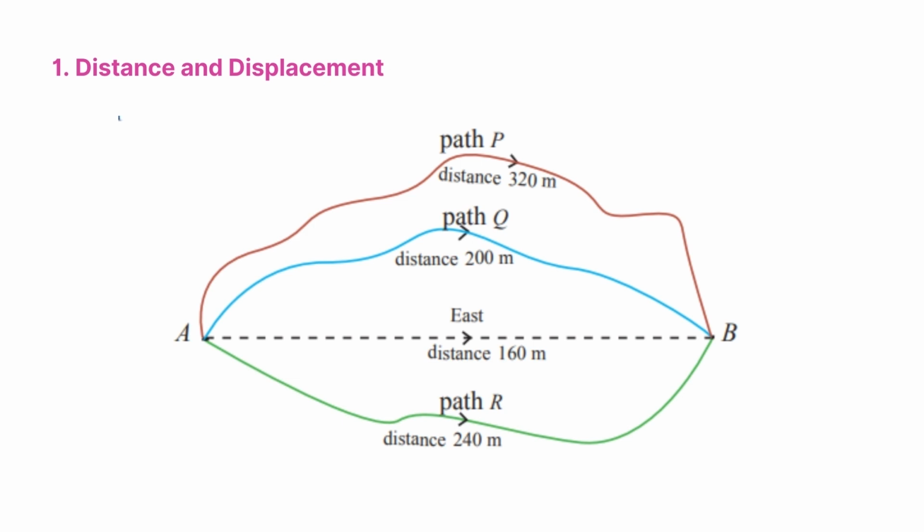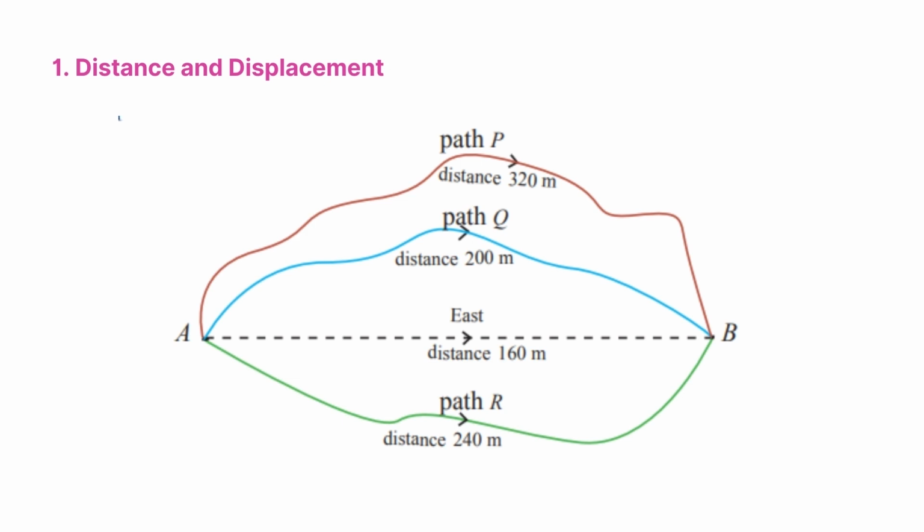If she prefers to take path P, she has to travel 320 meters. If she takes path Q, the distance is 200 meters, and path R has a distance of 240 meters. So the total length of the path taken to get from one point to another will be called the distance. Now if you see all the paths, the direction of the path changes. So when we consider the distance, we will not be considering the direction. Distance only has a magnitude, so distance is a scalar quantity.